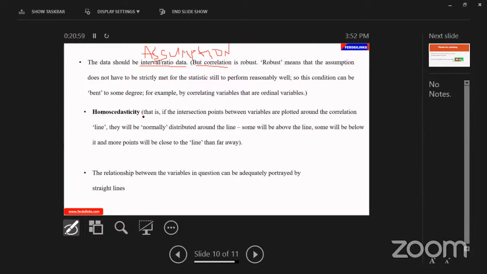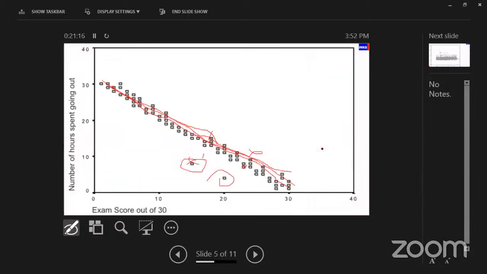Homoscedasticity. Yes. So that if the intersection between points of the variables are plotted around the correlation line, like the line of best fit that we saw, they will be normally distributed around that line. Some will be above, some will be below. Let's get back to this. So this is our line of best fit. Homoscedasticity says our points should fall around this line. Do you get it? Which means we could verify this assumption using the scatter plot, that the points fall along our line of best fit. Some of them will be above, some of them will be below.